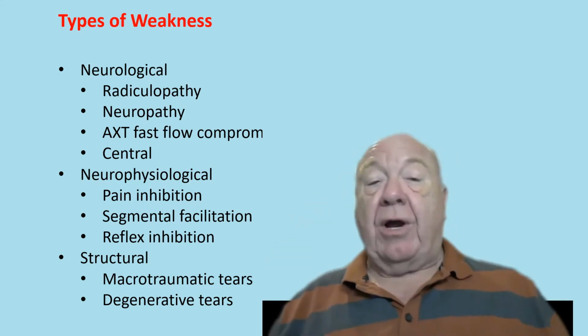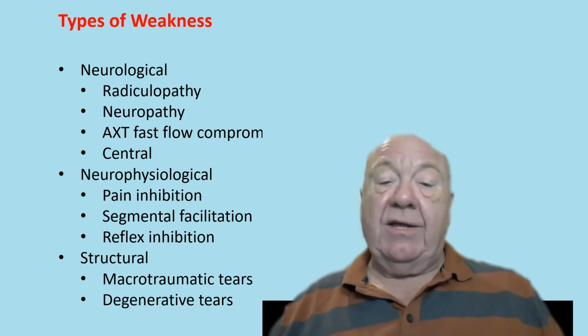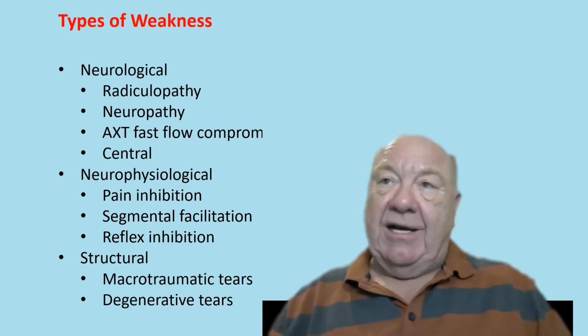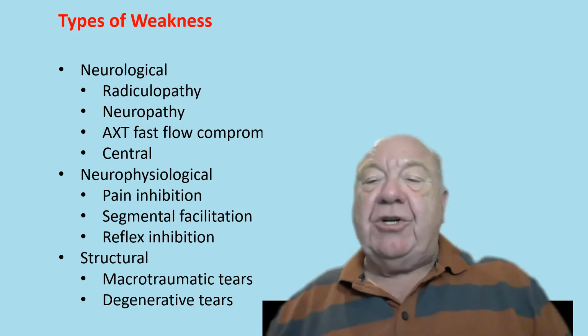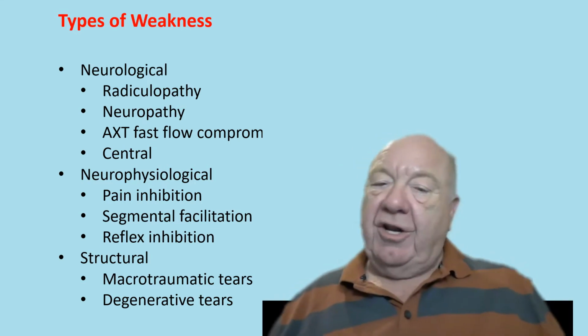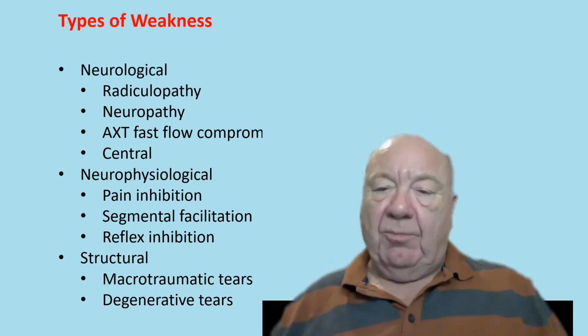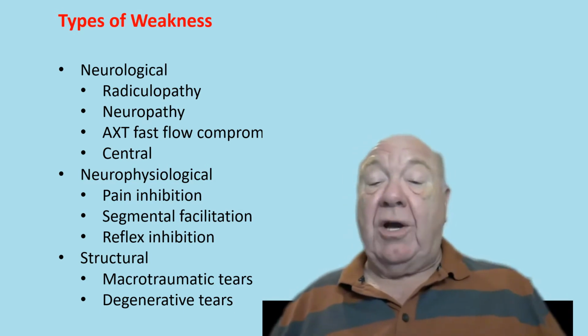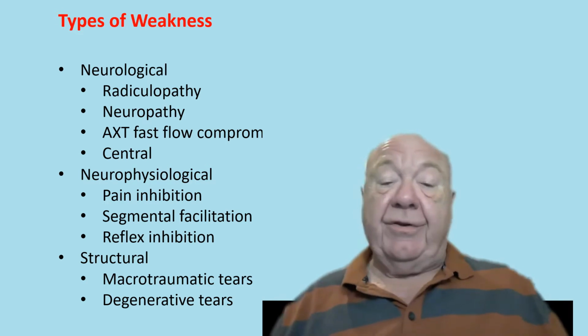And then we have structural weaknesses: macrotraumatic tears, degenerative tears, but a deficiency in the substance of the muscle. So even when the pain's gone, you can expect the muscle to be somewhat weaker than it should be, depending on how large the tear is.